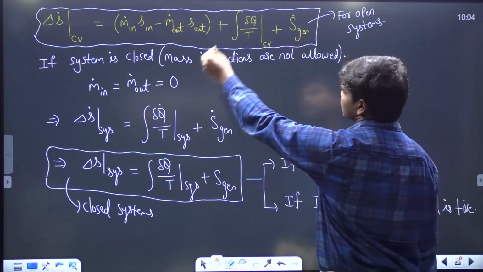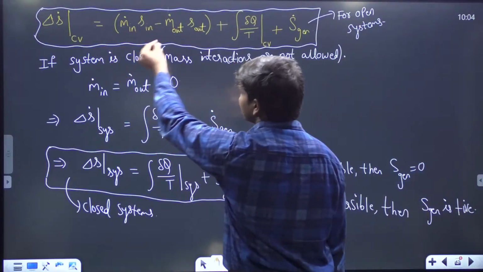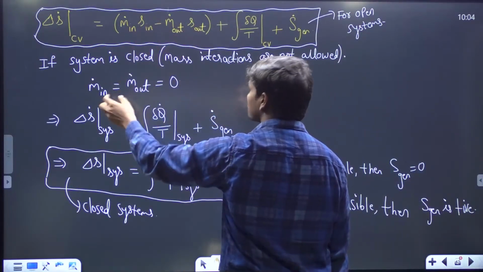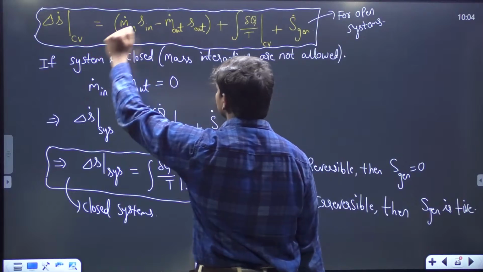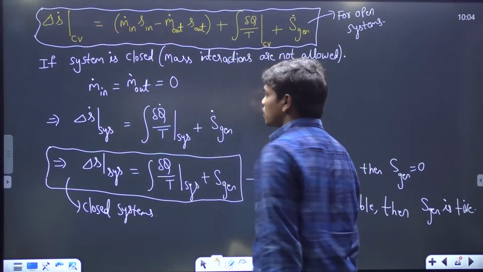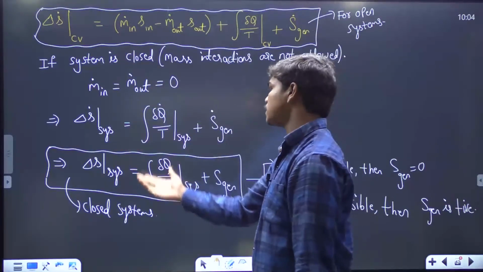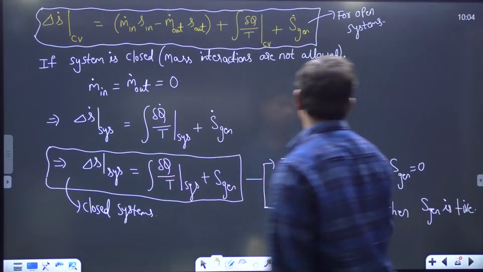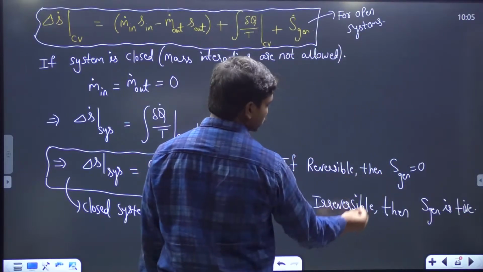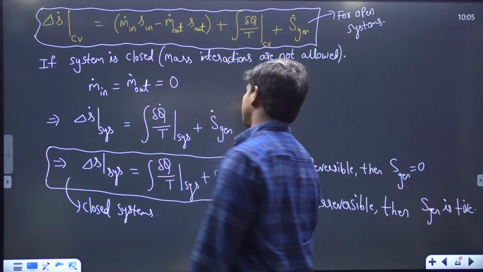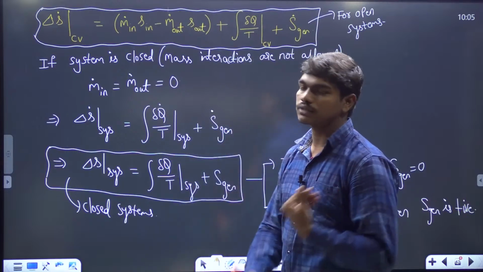If you make some assumptions, like closing the system, meaning mass inflow and outflow are not allowed, then we have seen how this control volume approach reduces to a closed system approach. For a reversible process, S generation is 0. That's what we have stated here. For an irreversible process, S generation is positive. We have seen this while doing the analysis for entropy.